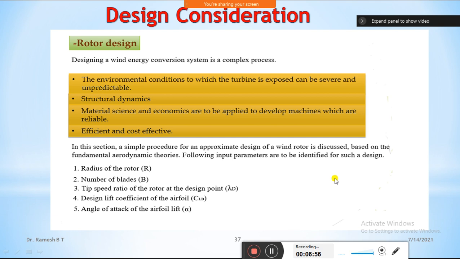The lift devices are generally preferred, since for a given swept area they give high rotational speed and more output power, so we always prefer lift. We prefer lift devices over drag devices. Why? Because they have a high swept area, high rotational speed and more power. If the rotational speed or swept area is high, obviously it will generate more power output by lift than by the drag force.